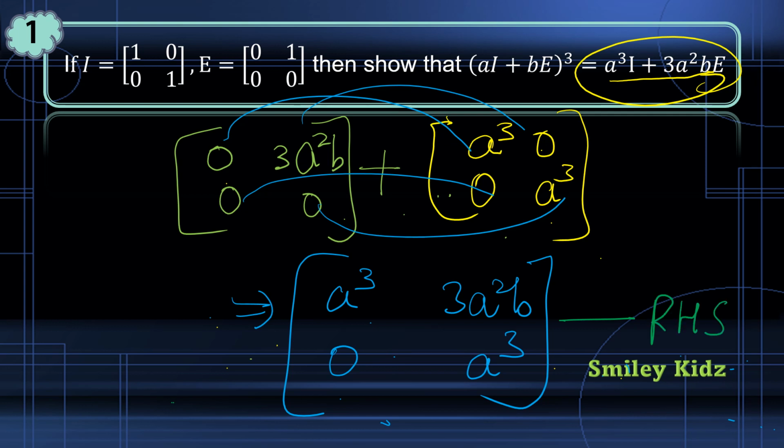RHS. Now if you take a look on the previous slide, that is LHS and RHS, they are completely equal. Therefore, LHS is equal to RHS. Hence, a³I plus 3a²bE is equal to (aI plus bE) whole cube.